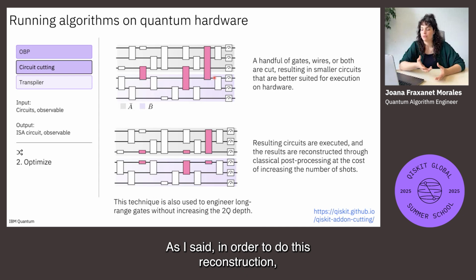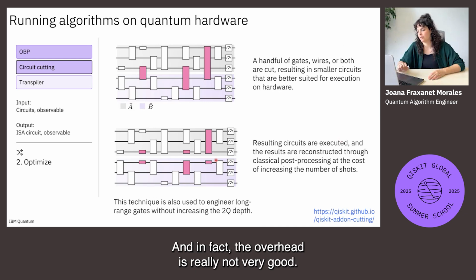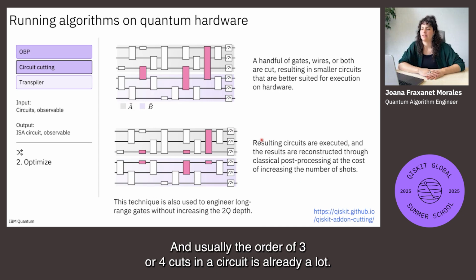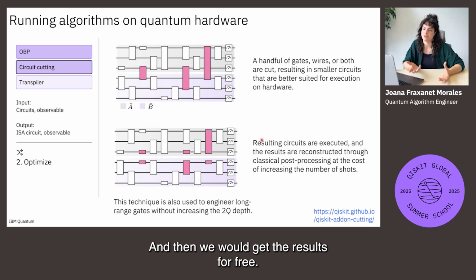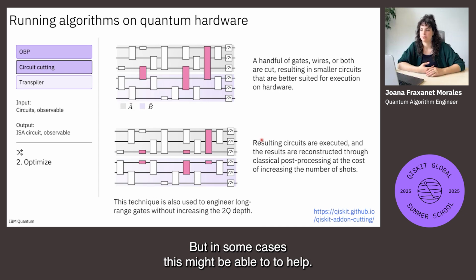As I said, in order to do this reconstruction, there is some overhead in terms of the number of executions, and in fact the overhead is usually not very good, so it increases exponentially. Usually, on the order of 3-4 cuts in a circuit is already a lot. So it's not like we can just take a huge circuit and cut it and then we would get the results for free. We need to have some trade-offs, but in some cases this might be able to help.